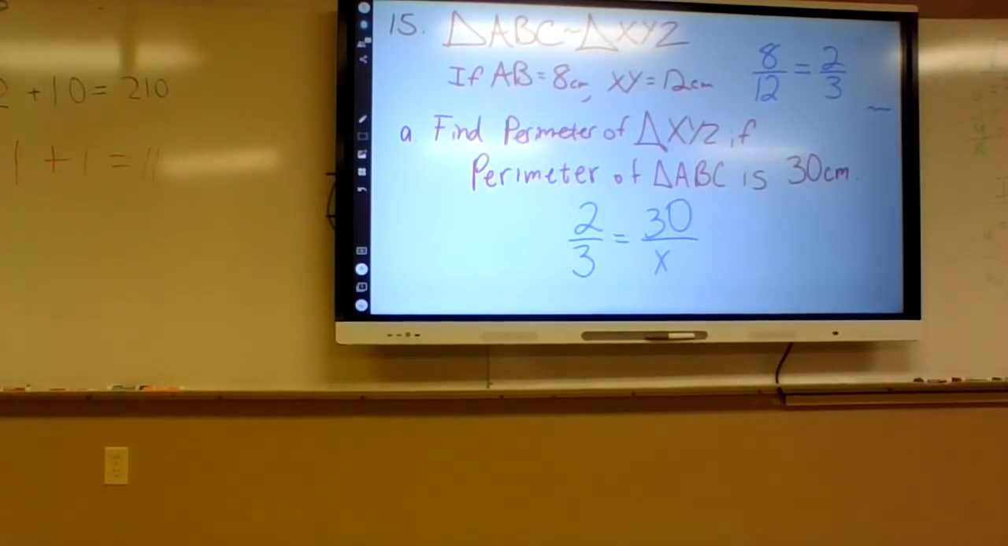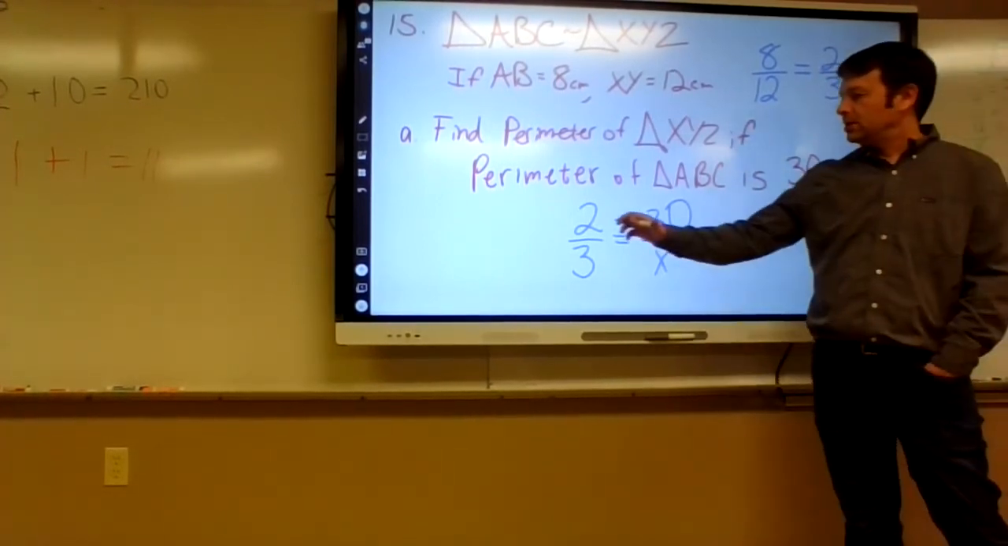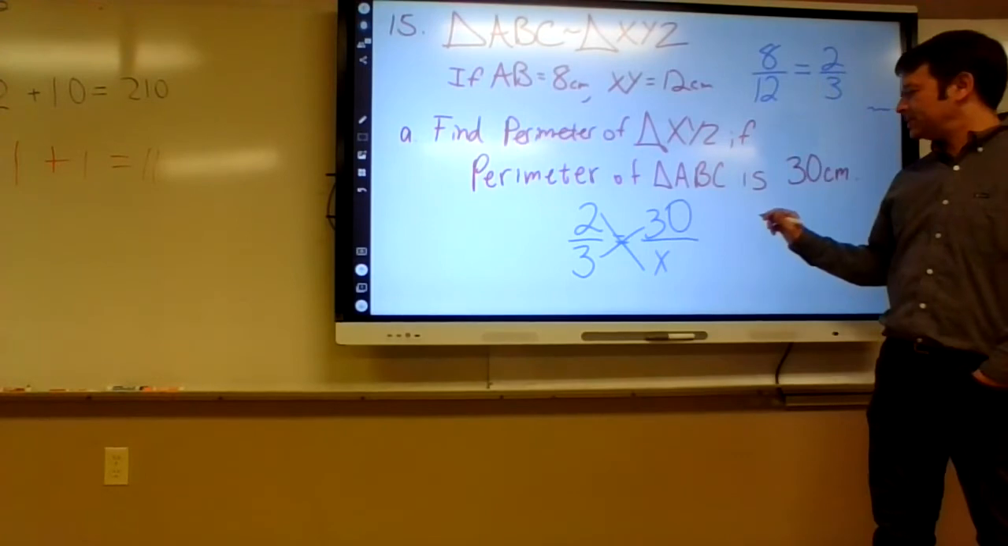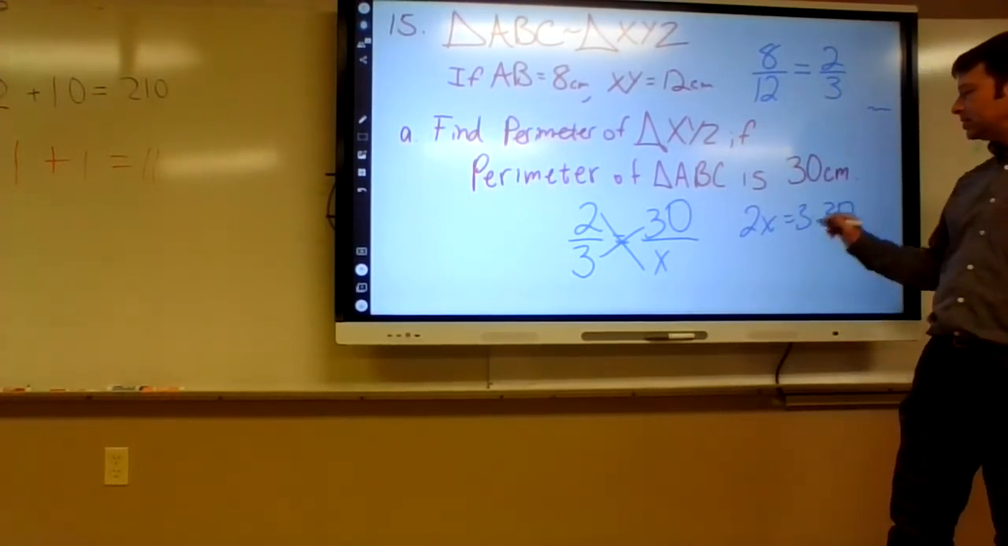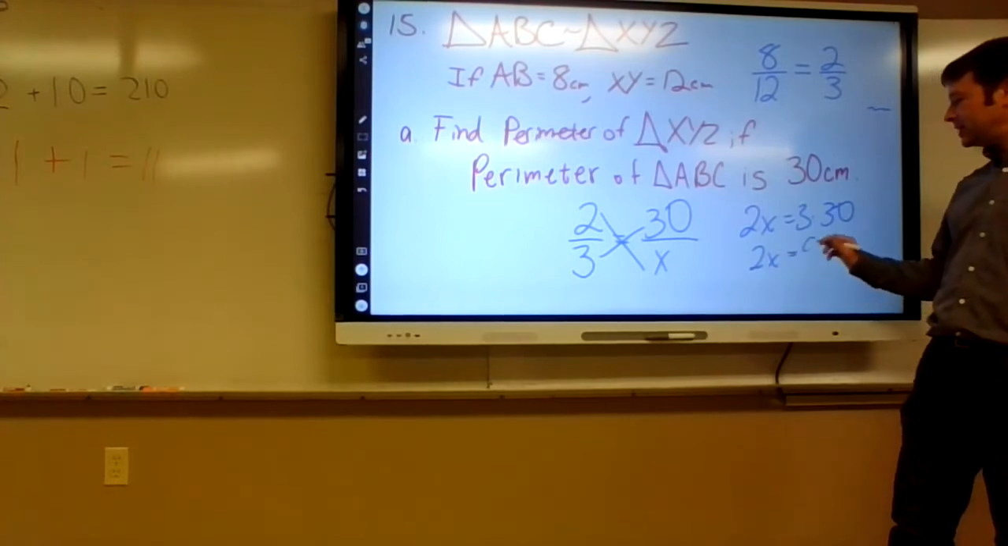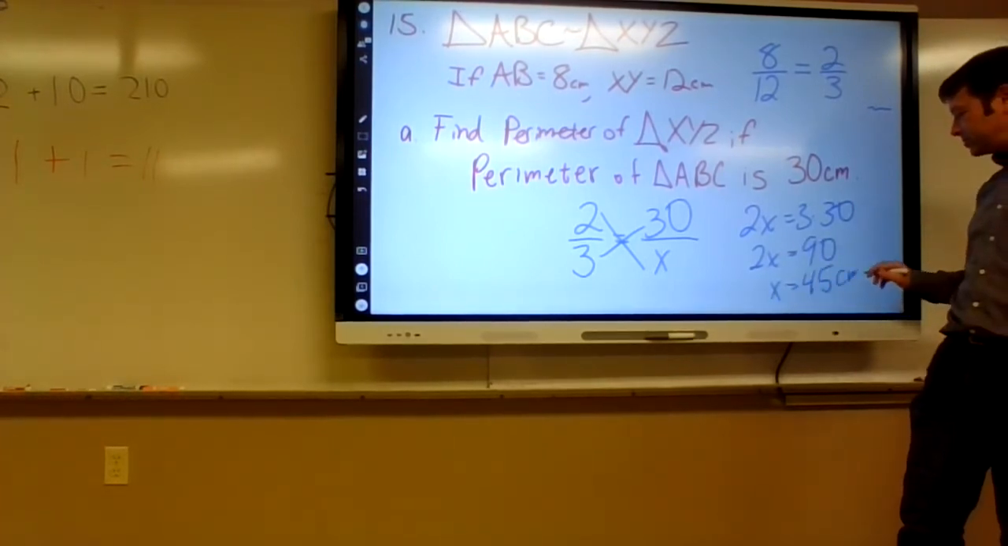So if you can set these problems up right, solving them is pretty easy. Mostly it's just, can I set it up? 2 times x equals 3 times 30. 2x equals 90. 90 divided by 2 is 45 centimeters.